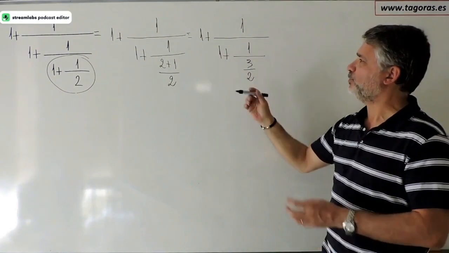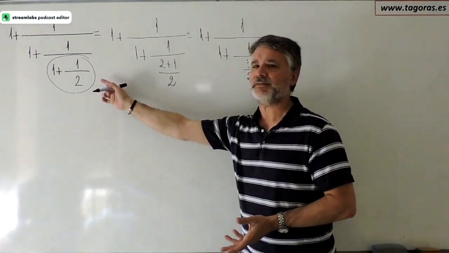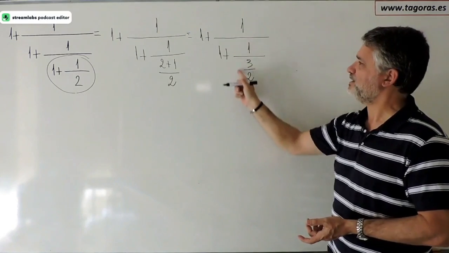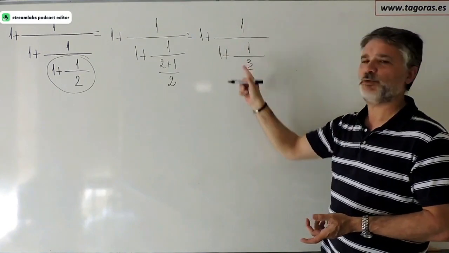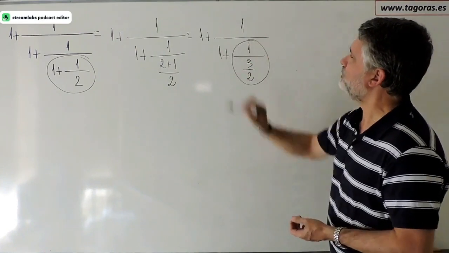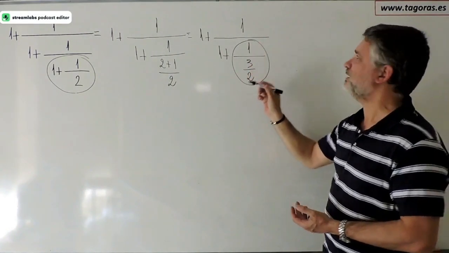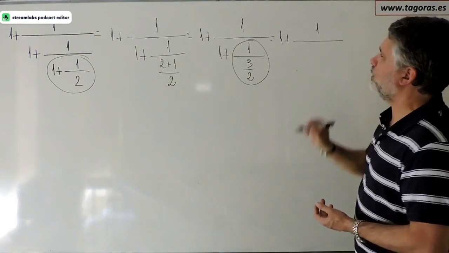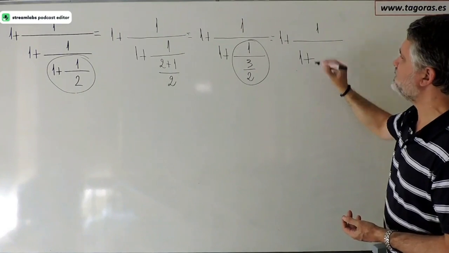Next step. We apply again the same thing we did at the beginning. What operation can I do here? Well, the operation that I can do here is this. I can't do anything else directly. Let's do this operation. This operation is a quotient of fractions. Therefore, this will be equal to 1 plus 1 over 1 plus 1 over 3/2.